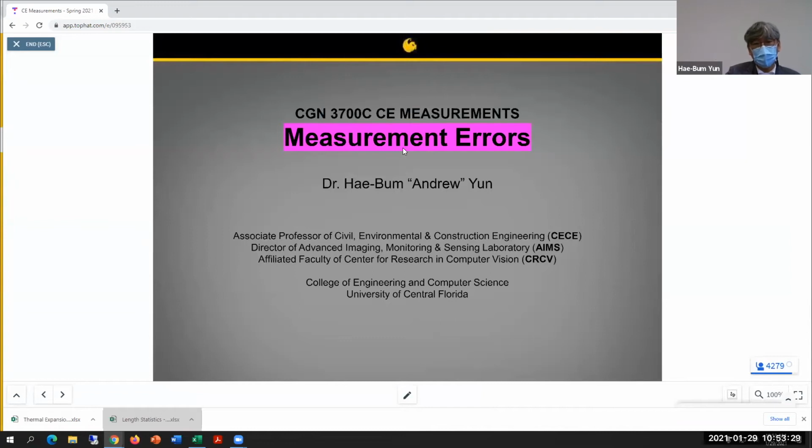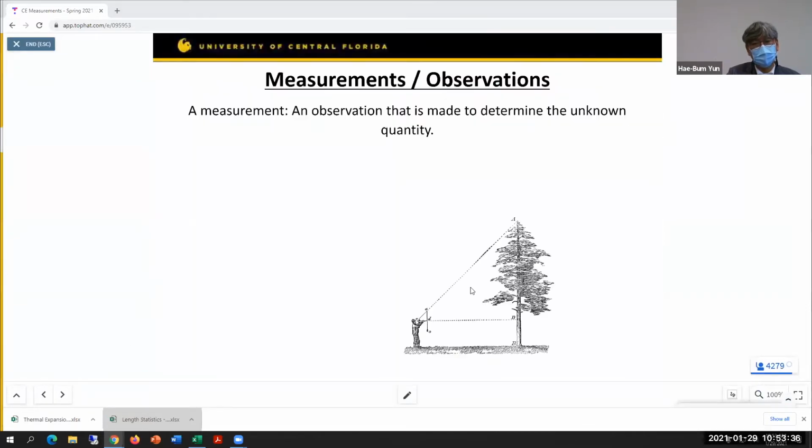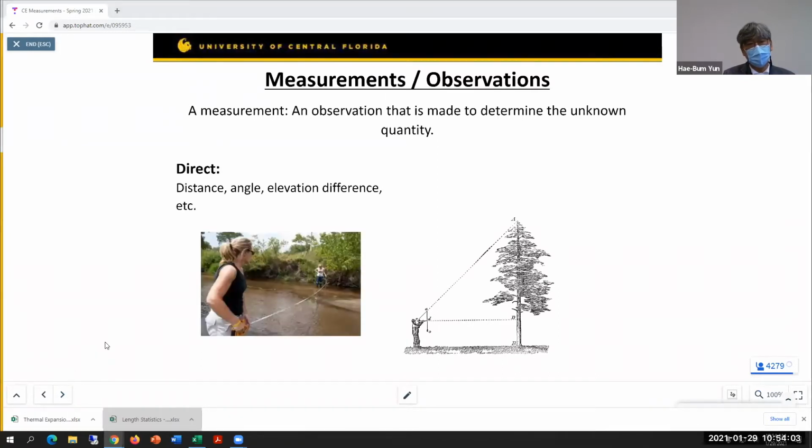So, measurement error. Let's define what a measurement is, because this class is all about measurements. A measurement is an observation made to determine an unknown quantity. So we measure some quantity.